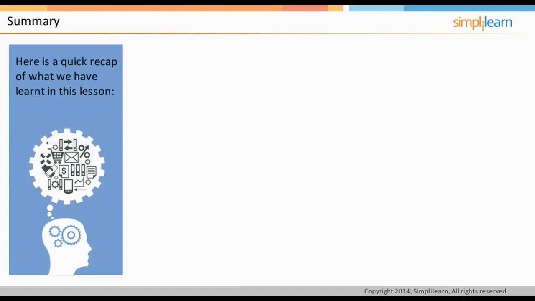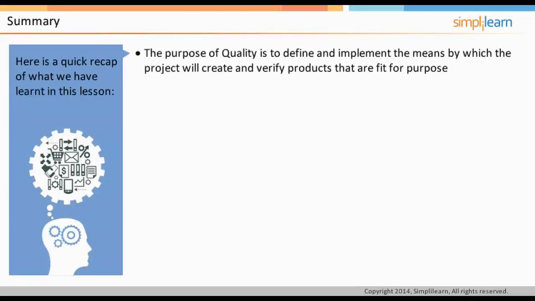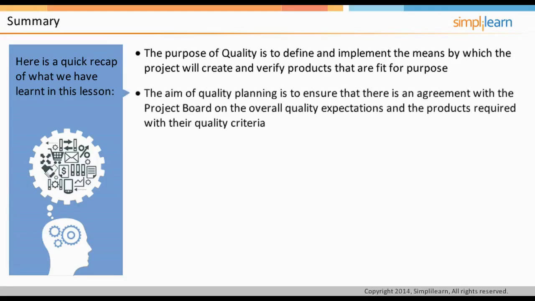Here is a quick recap of what we have learned in this lesson. The purpose of quality is to define and implement the means by which the project will create and verify products that are fit for purpose. The aim of quality planning is to ensure that there is an agreement with the project board on the overall quality expectations and the products required with their quality criteria.